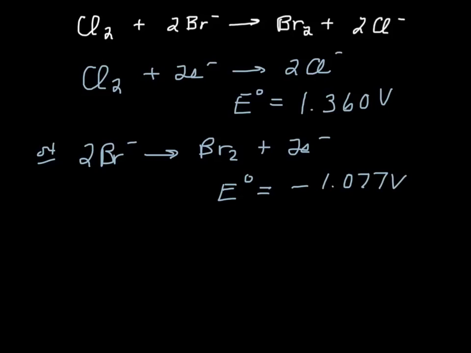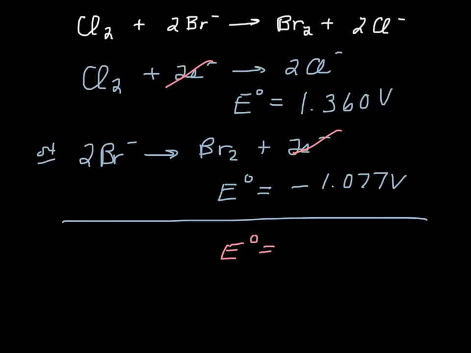Again, if we add these up, they give us the overall reaction. So I add the voltages, and in this case it's really subtracting them, and you get 0.283 volts. Since it's positive, this reaction is spontaneous. So chlorine plus bromide gives you bromine plus chloride. That reaction will occur. The reverse reaction would not occur.